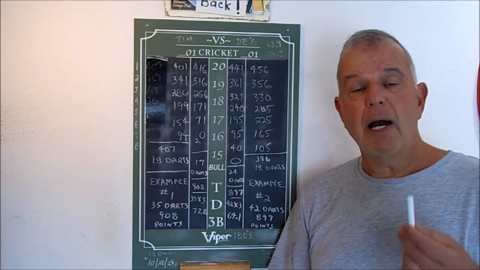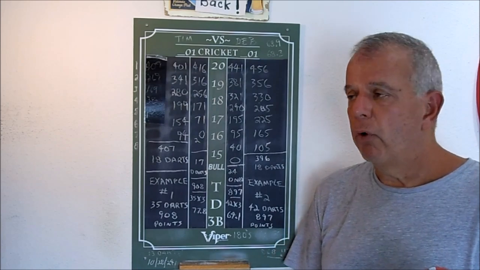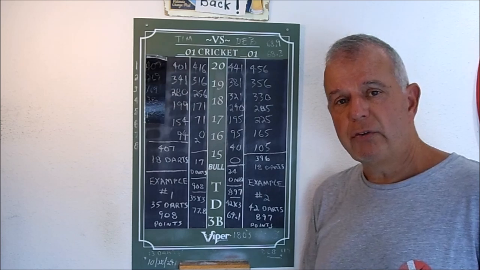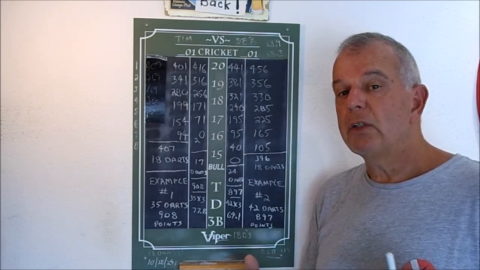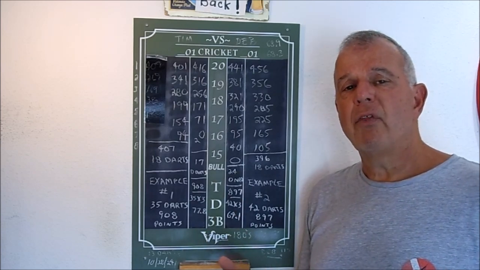Today we're going to talk about how dart players figure their averages. Well, pretty easy to figure. If you throw 24 darts in a game of 501, your average is 62.6. But what happens if you're playing in a match and you don't get to finish your leg because your opponent went out? How do you figure your average then?